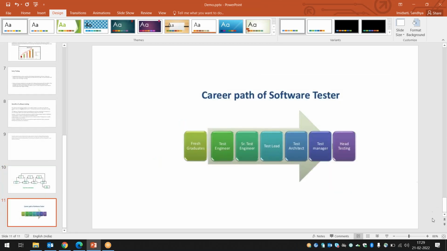And if you choose testing as a career path, this is the hierarchy, based on the organization. If you get a job at fresher level, it could be fresh graduates, and then fresh graduates are the trainees and test engineers. And as the experience goes on, your roles and designations will change. So this is it up to now.